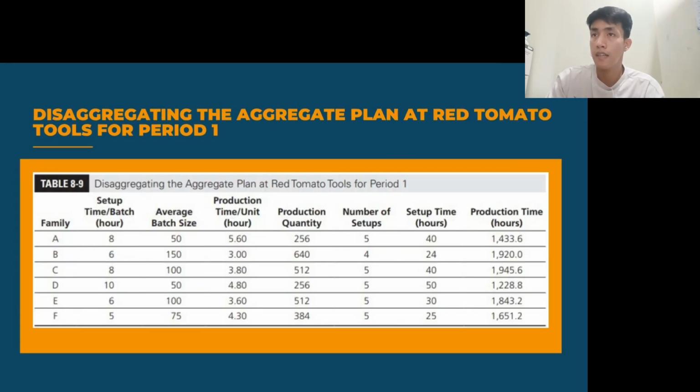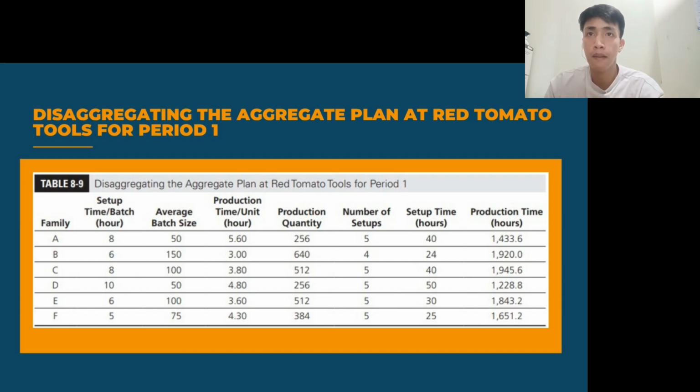So, this is disaggregating the aggregate plan at Red Tomato Tools for period 1. So, here's the table. So, dito naman sa table, makikita natin kung paano na-disaggregate yung aggregate plan into different product families for period 1. So, we have 6 families, A hanggang F.